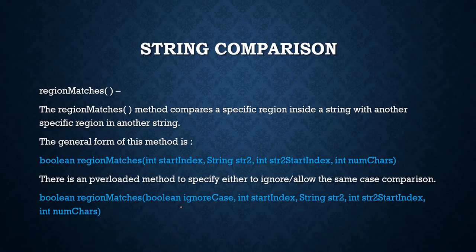And there is also an overloaded method for this, where we can specify either to ignore or allow the case comparison. If you want to ignore the case, this value should be true. If you do not want to ignore the case, this should be specified as false. And the other parameters remain the same. So let us find out the code illustration for this.